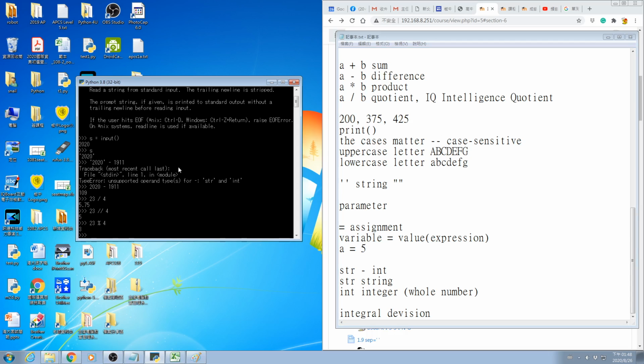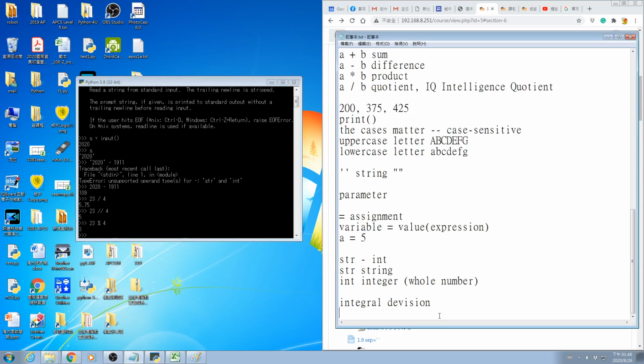So these are the 2 missing operators that we didn't talk about: double slashes and also the percentage sign. All right? Any question? All right, if you don't have any, let's get back to the problem.